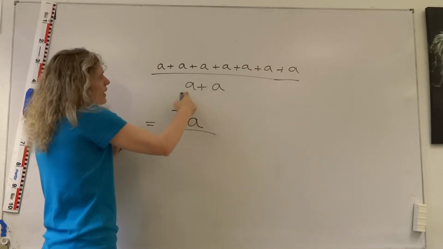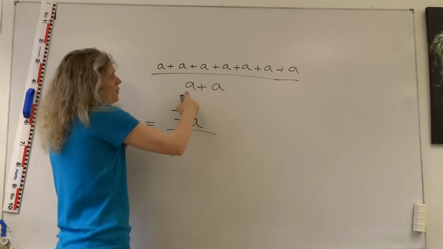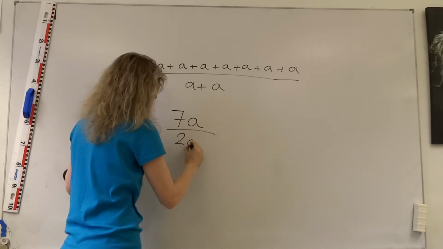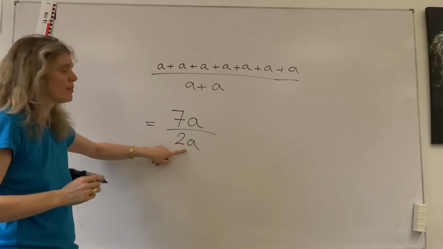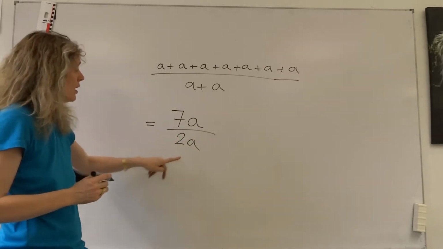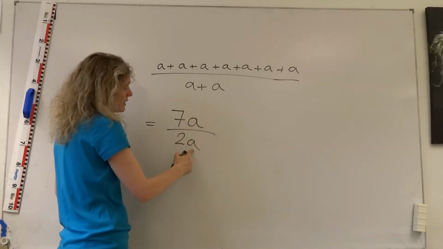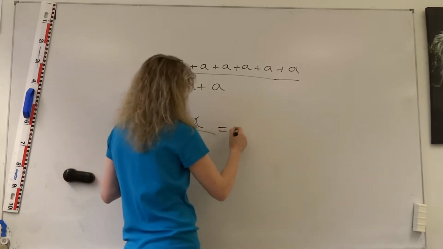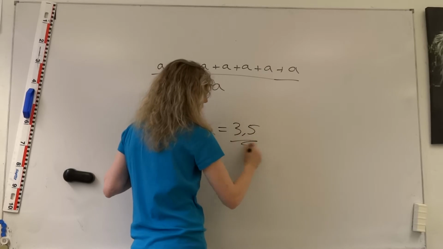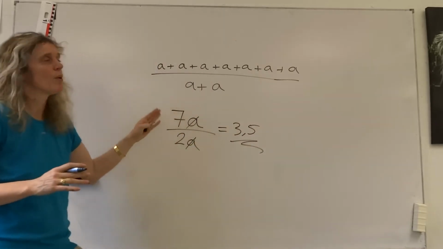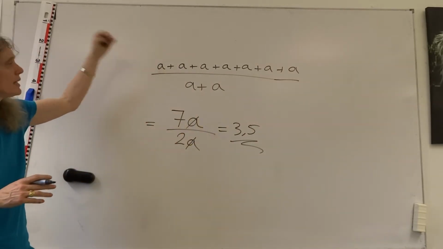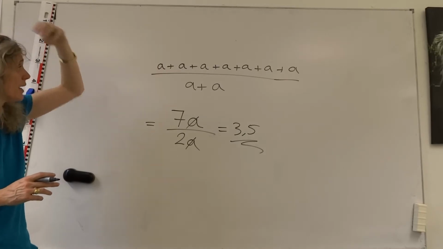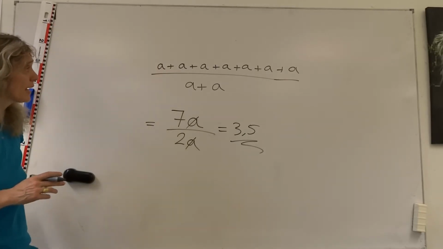And how many A's do we have on the bottom? 1 plus 1. We have 2 lots of A at the bottom. So A plus A is the same as the number 2A. We now have 7A divided by 2A, the A's cancel, and we get 7 divided by 2 equals 3.5. So the A's disappear when we are adding in this way. Let's see if that's actually right then.